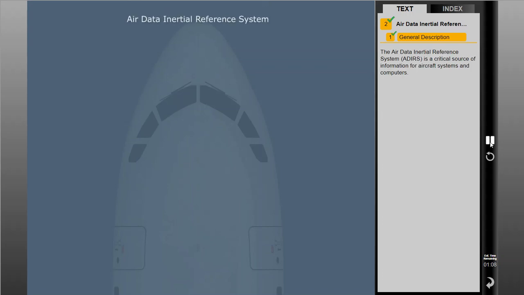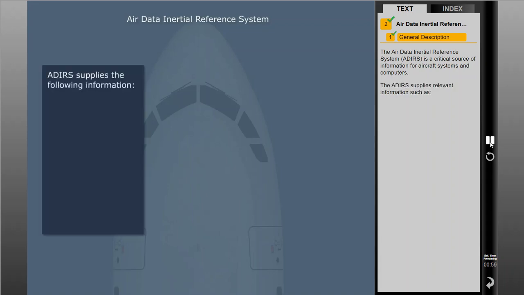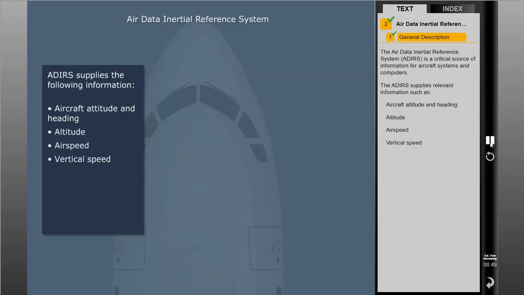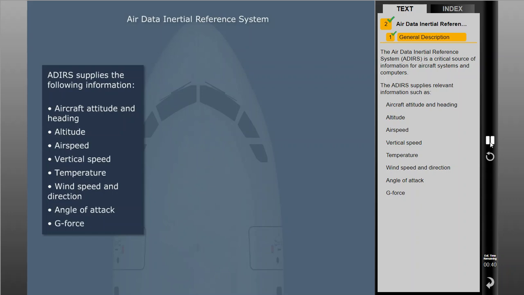The Air Data Inertial Reference System, or ADIRS, is a critical source of information for aircraft systems and computers. The ADIRS supplies relevant information such as aircraft attitude and heading, altitude, airspeed, vertical speed, temperature, wind speed and direction, angle of attack, and G-force. Much of this information is presented through the EIS.